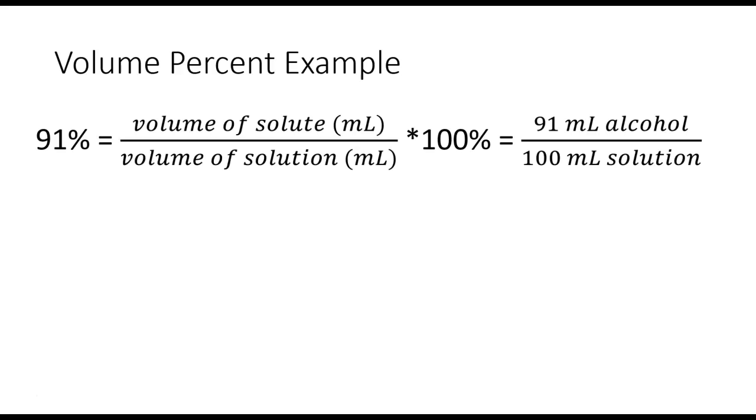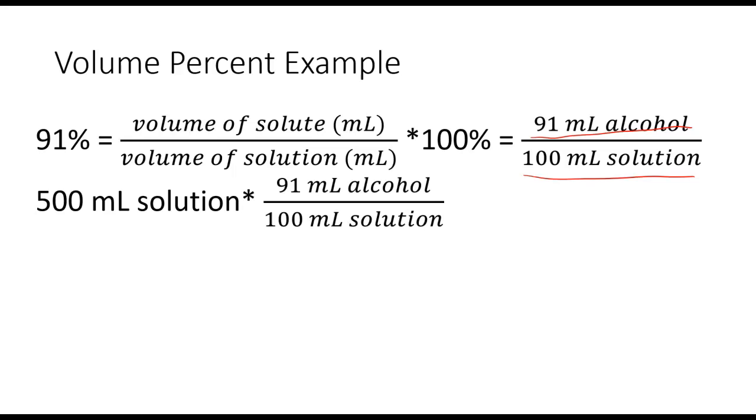So I'm going to do the same steps for the 91% bottle. I have 91 milliliters of isopropyl alcohol for every 100 milliliters of solution. I can multiply that through by the 500 milliliters of solution, and I get around 455 milliliters of alcohol. I'm not going to worry too much about the significant figures at this point.